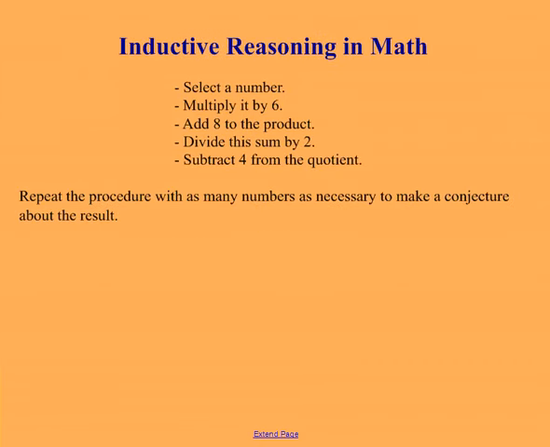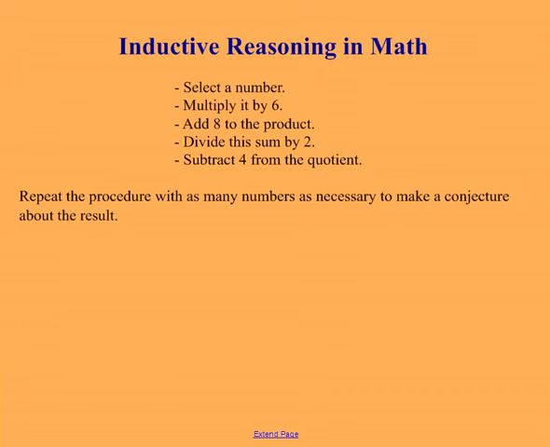In this lesson, we're going to take a closer look at inductive and deductive reasoning in math. Let's look at this example. We're going to select a number, multiply it by 6, add 8 to the product, divide this sum by 2, and then subtract 4 from the quotient. Now we're going to apply this process to multiple numbers and repeat the procedure with as many numbers as necessary to make a conjecture about the result.